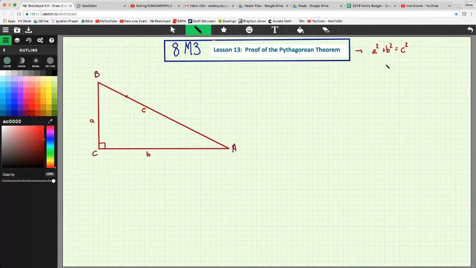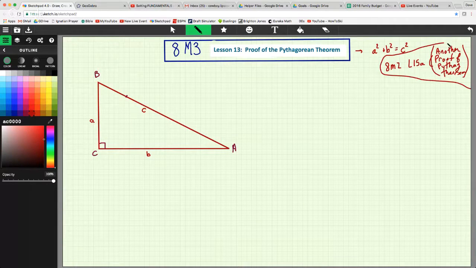Now, again, we've proved this back also in 8M2, lesson 15a, and this was an alternate proof of the Pythagorean theorem. Do you want to go back and look at that one? You can. We did it back then. But this one's going to do it using similar triangles.